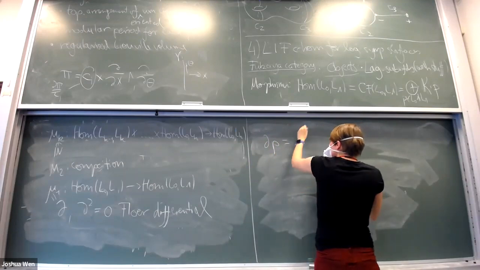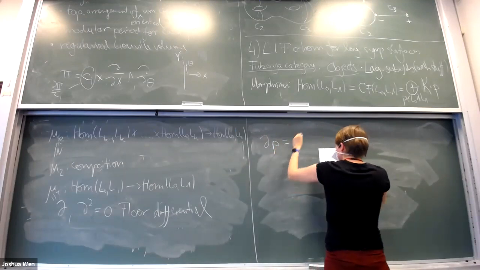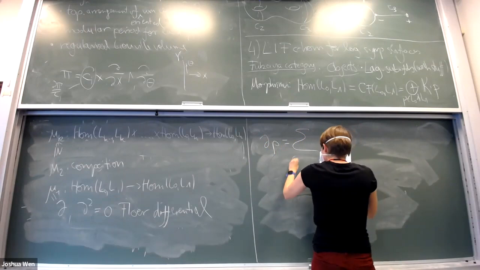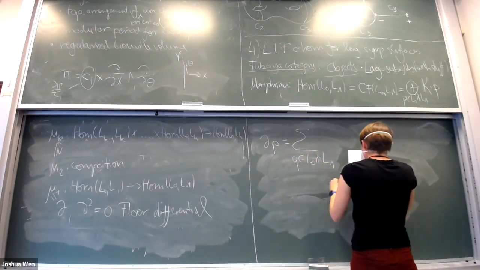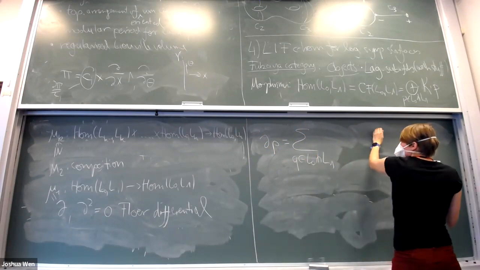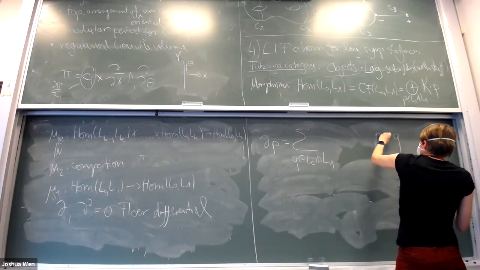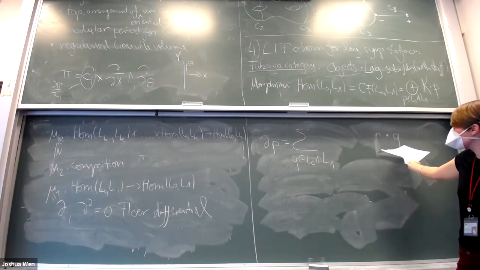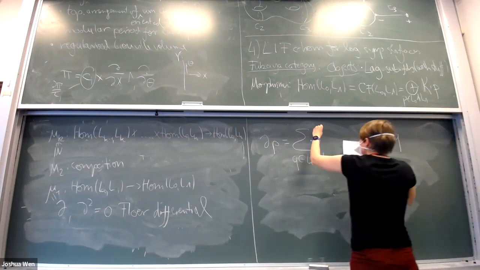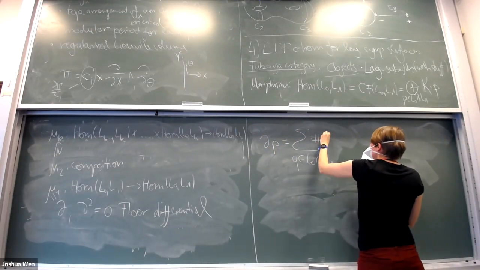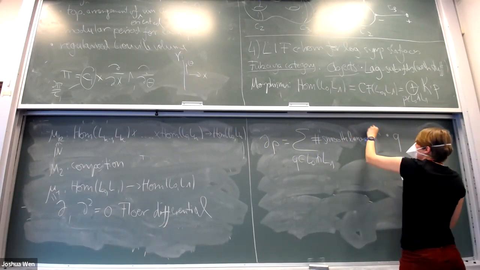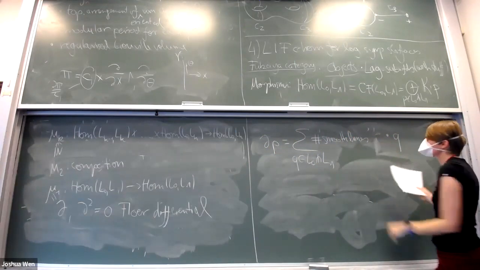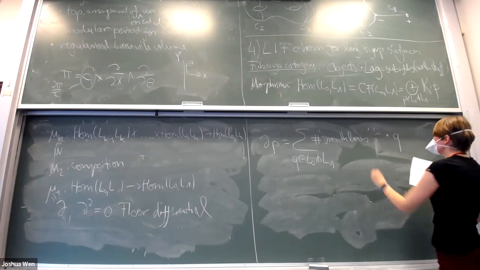And the differential of a single point P is defined as follows. We sum over all other intersection points Q, and the factor weighing each Q is the number of what's referred to as smooth lunes, or if you want, smooth strips, smooth disks from P to Q.